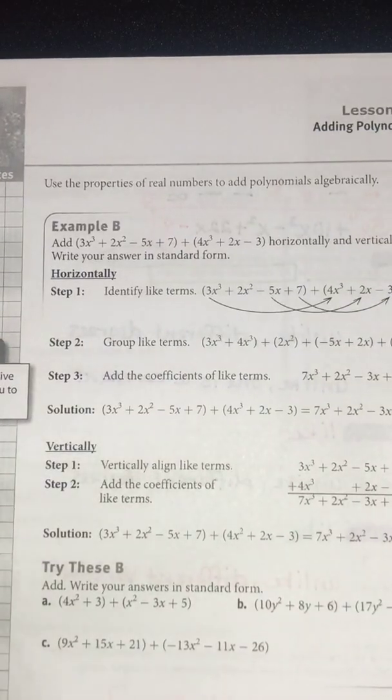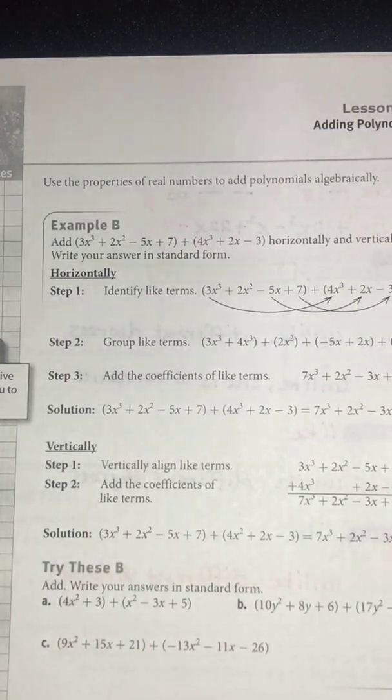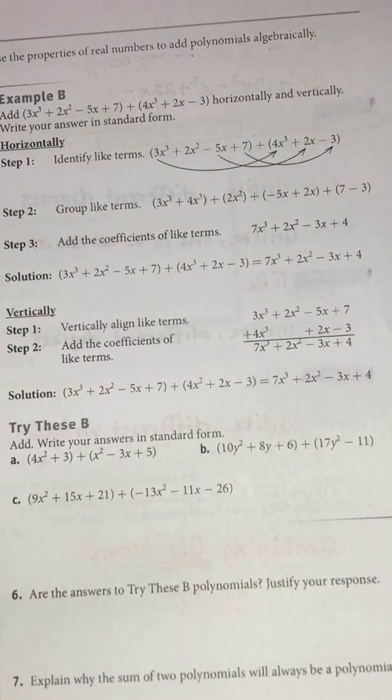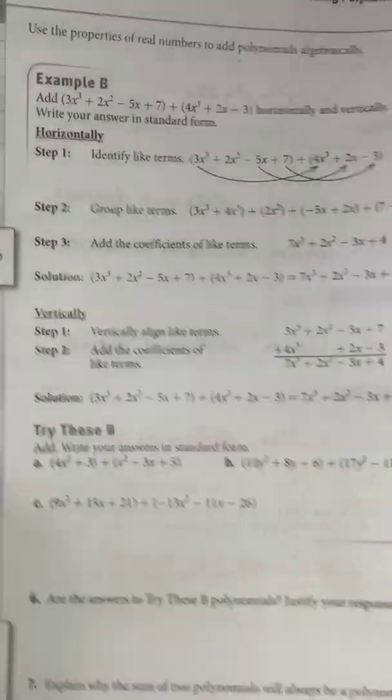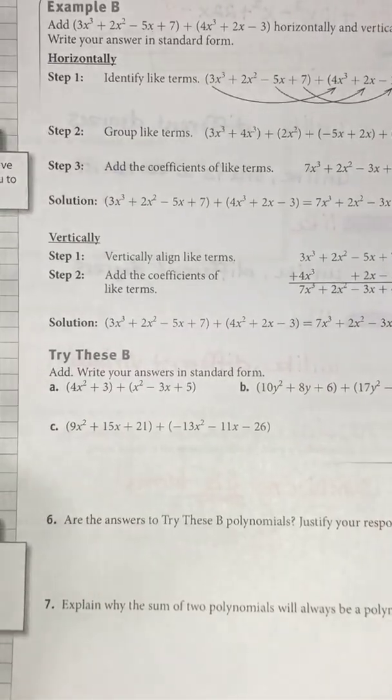All right, example B, it says use the properties of real numbers to add polynomials algebraically. Okay, so they do this whole arrow thing, but we already know what we're doing. We've already been doing it. We're just combining like terms. I like to underline the terms that are alike in different ways like I showed you in the previous examples. So I'm going to just continue doing that. We're just going to go straight to try these B.